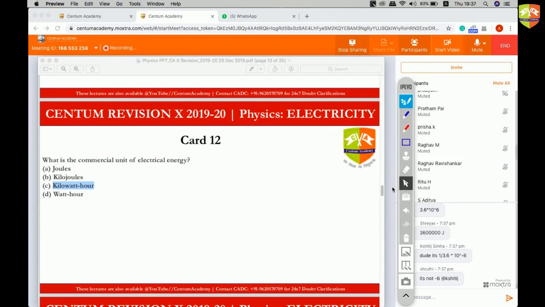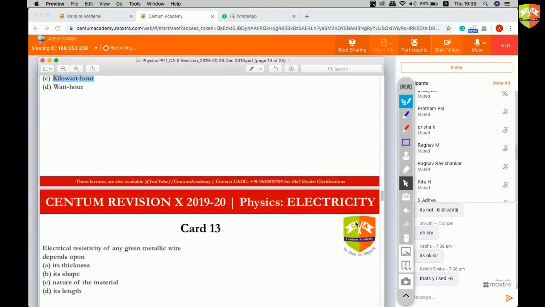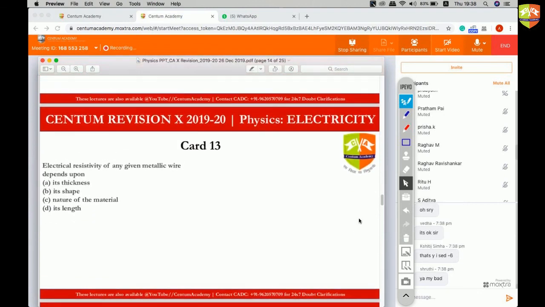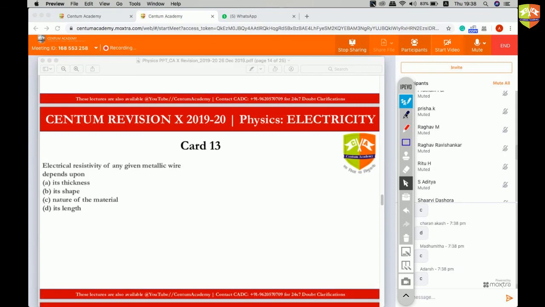Gurman, I remembered that you remember it. That's why I asked this question. Good. For those who don't know how this got converted, please remember, kilowatt hour to joule. See, kilo is 10 to the power 3. Joule per second, 1 joule per second is the definition of watt, W-A-T-T, and an hour is 3600 seconds. This is 3.6 into 10 to the power 3, and 10 to the power 3 is 10 to the power 6.